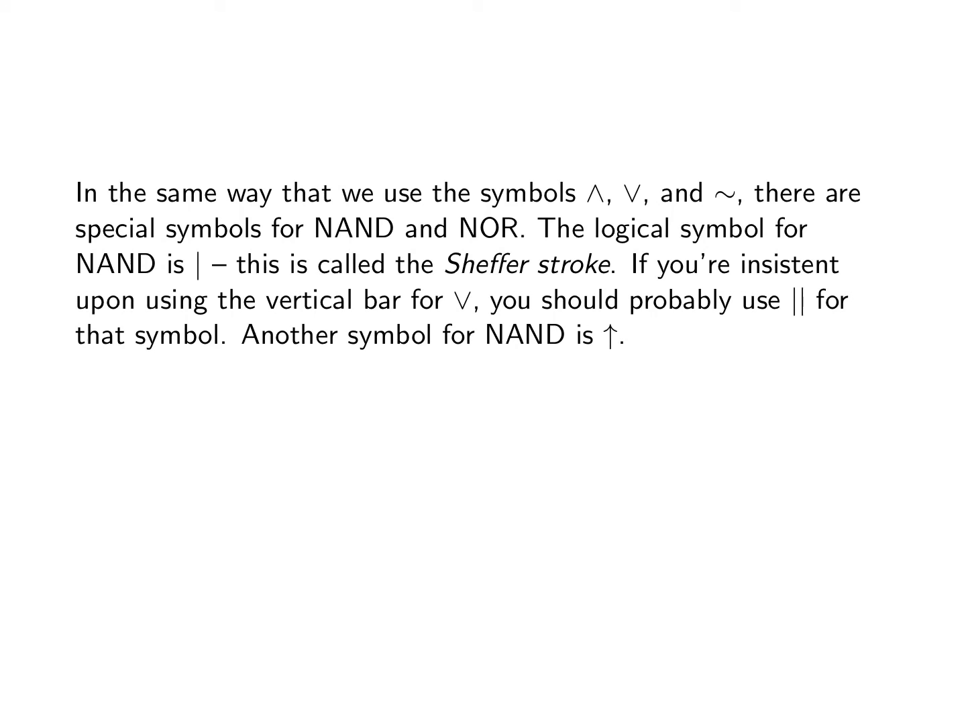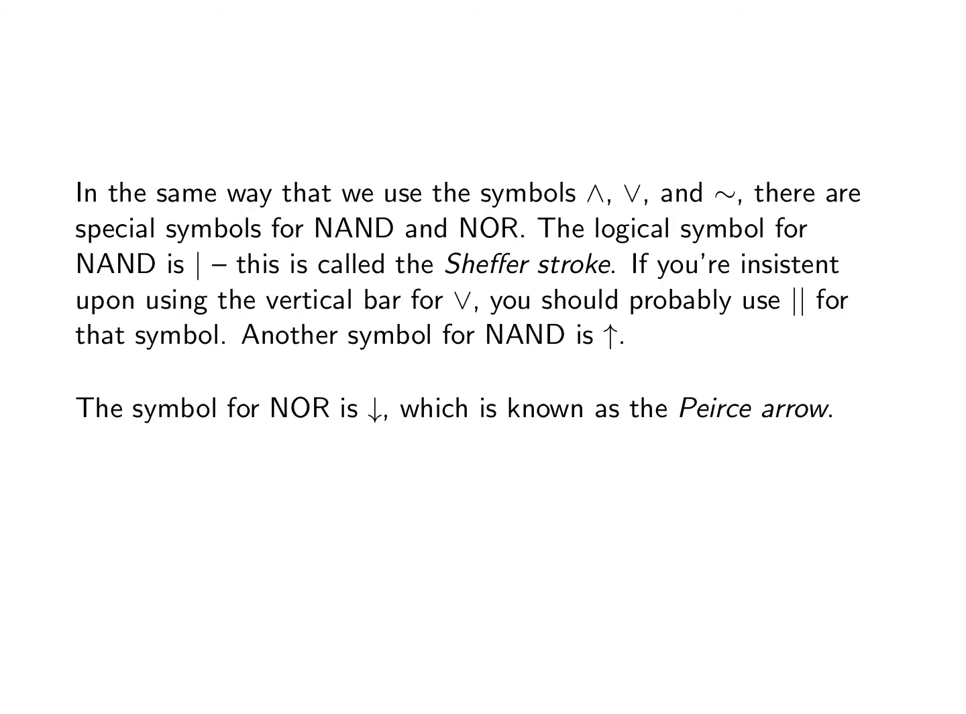Another symbol that you could use is this vertical arrow. That's a symbol for NAND. The symbol for NOR is this down arrow. That's called the Pierce arrow. And so we can say then that P NAND Q is logically equivalent to NOT, and then in parentheses, P and Q. Whereas P NOR Q is NOT, and then P or Q.